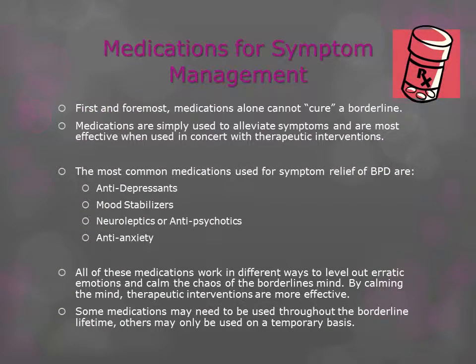Medications are used for symptom management of BPD. The most commonly used medications are antidepressants, mood stabilizers, neuroleptics or antipsychotics, and anti-anxiety meds. All of these medications work in different ways to level out erratic emotions and calm the chaos of the borderline's mind, making therapeutic interventions more effective. Some medications may need to be used throughout the borderline's lifetime. Others may only need to be used on a temporary basis.